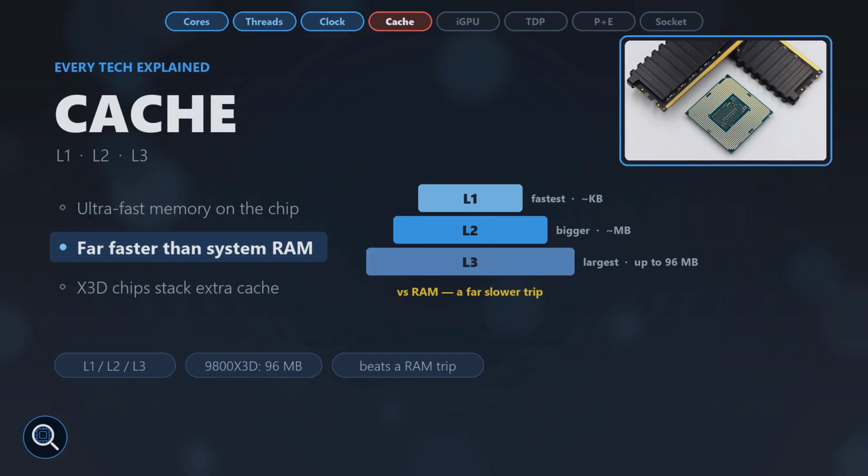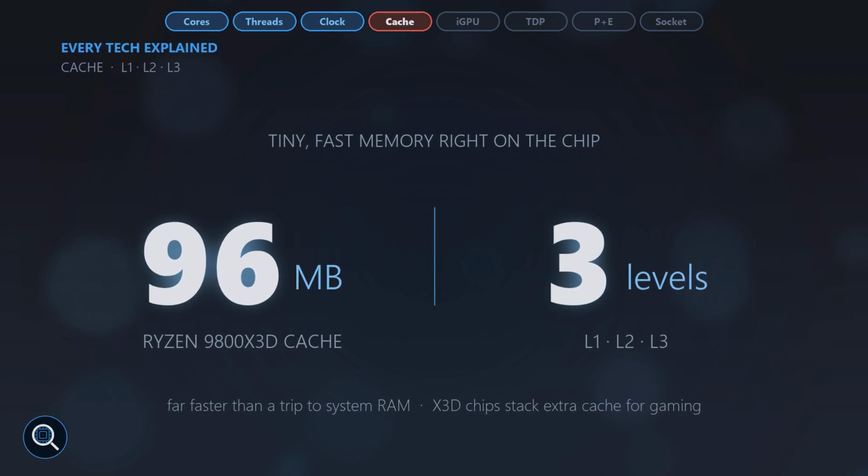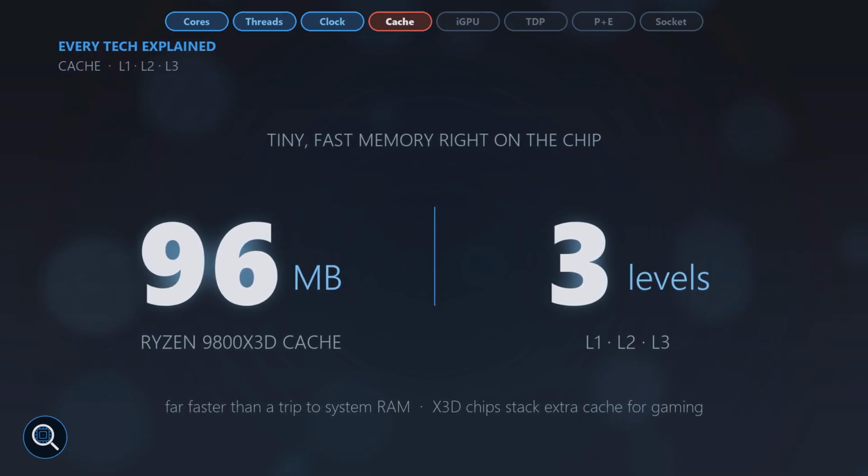And here's where it gets real for gamers. AMD's X3D chips stack on extra cache. The Ryzen 7 9800X3D carries 96 megabytes of it, and that alone makes it one of the fastest gaming CPUs you can buy.